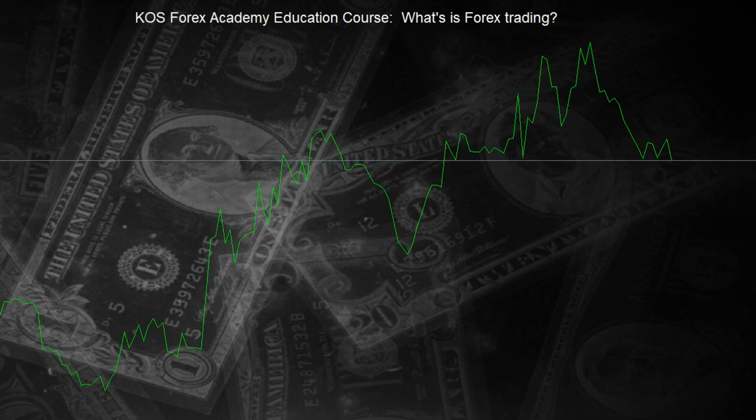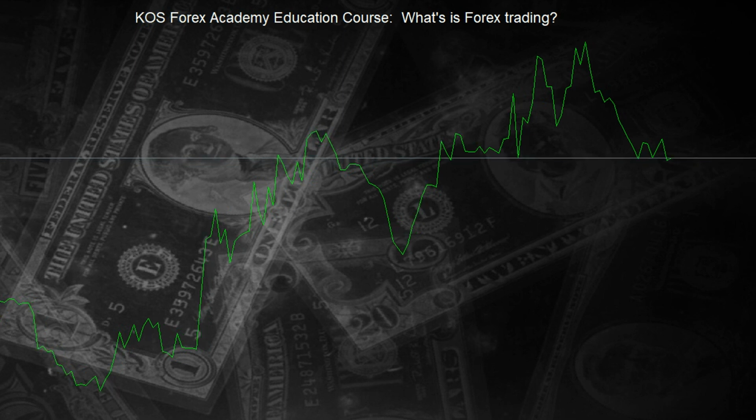What is Forex trading? Well, Forex is an acronym for foreign exchange, and in the foreign exchange market, which is a global market, banks, institutions, high net worth individuals, governments, and even small retail traders with $200 or $300 can all have a crack at trading currencies by betting which one is going to go up against the others.